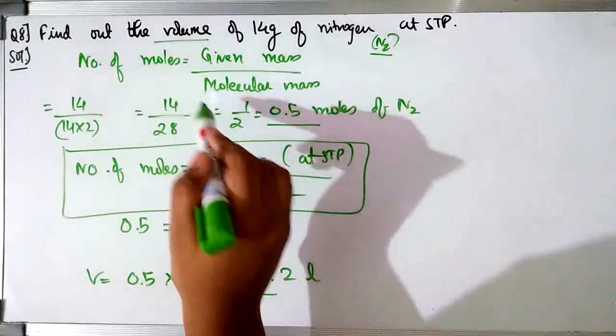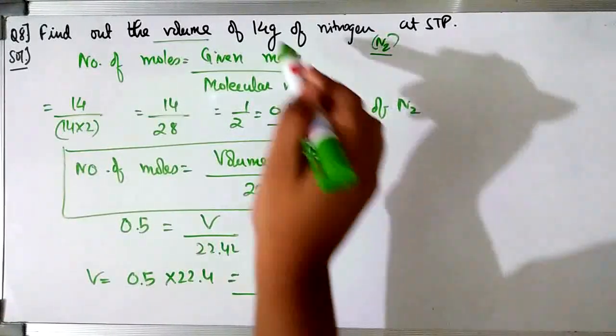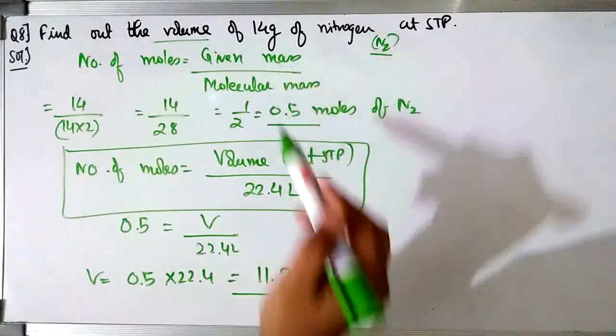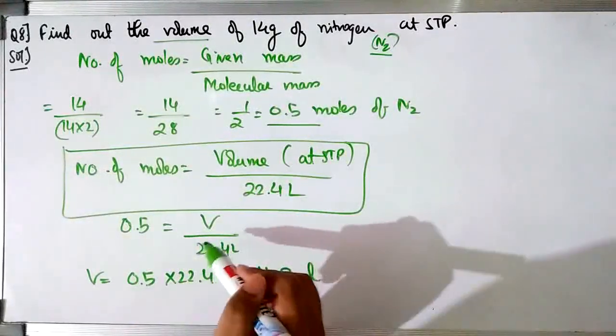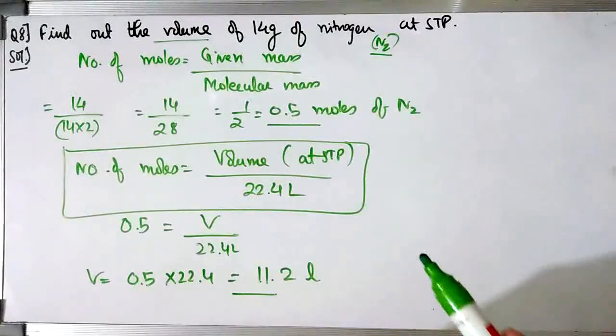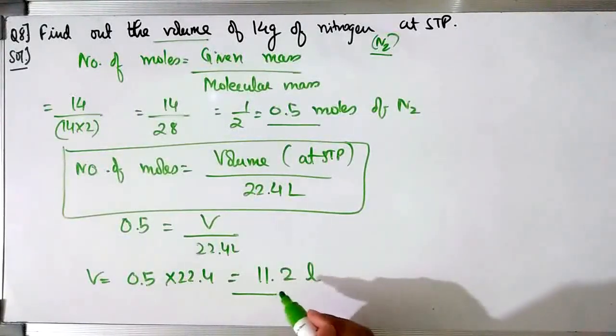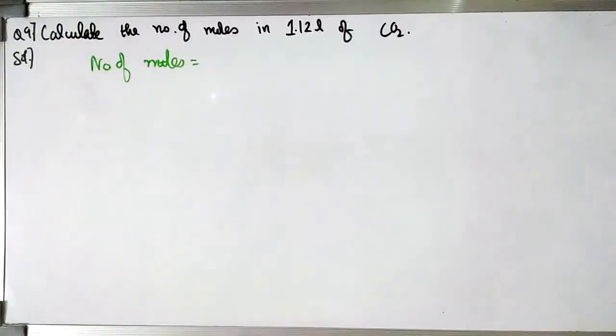So we found 14 upon 28 to be 0.5 moles of nitrogen present in 14 gram of nitrogen. So we put that value of 0.5 moles over here, and we find the volume of that 14 gram of nitrogen at STP, and that volume comes to be 11.2 liters. So in this question we need to calculate the number of moles in 1.12 liter of carbon dioxide.